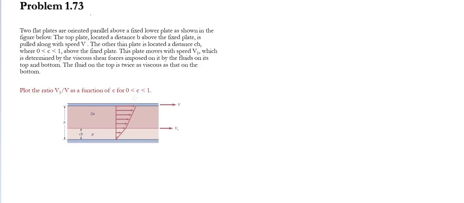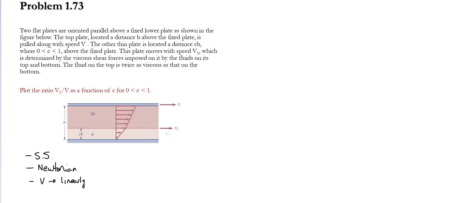For us to solve this problem, we're going to assume a couple of things. One, the system is under steady state conditions. Two, the two fluids are Newtonian. And the other assumption is that the velocity in both fluids behaves linearly. Okay? Also note that both of the velocities are going to be constant.